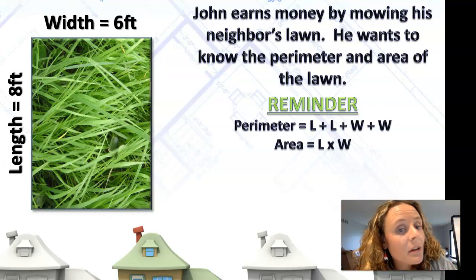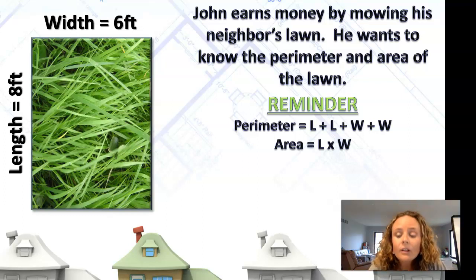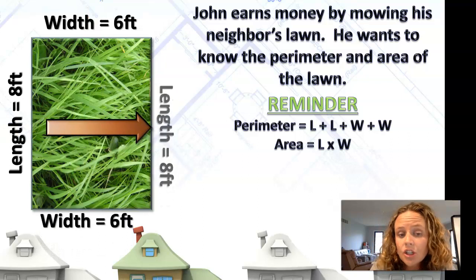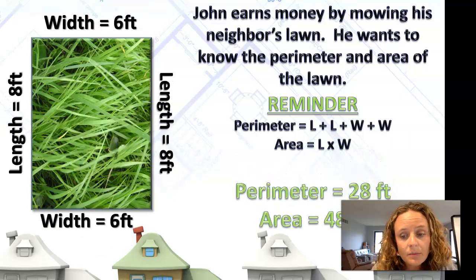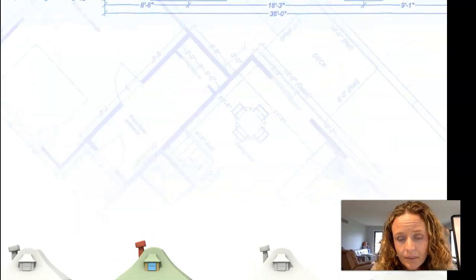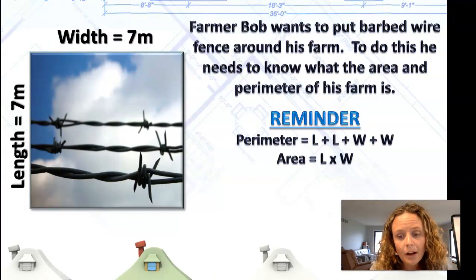Yes, 48. What's our label going to be? Feet squared. Nice memory, friends. We measure area in squares. Let's check with the computer to see if we're right. Oh, yes, we are. 28 feet and 48 feet squared. Let's take a look at our next problem.